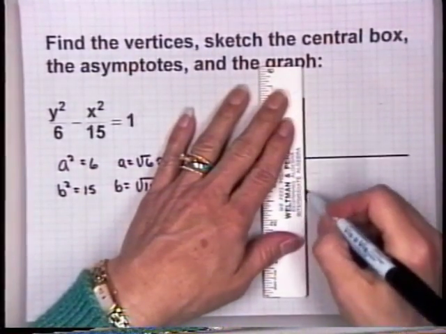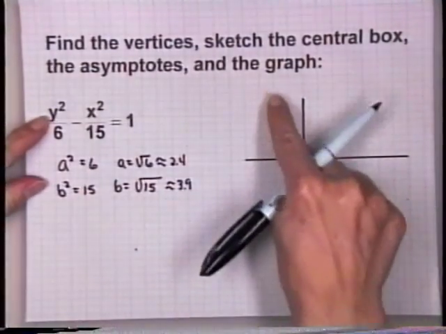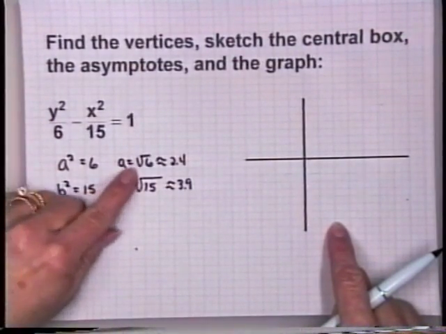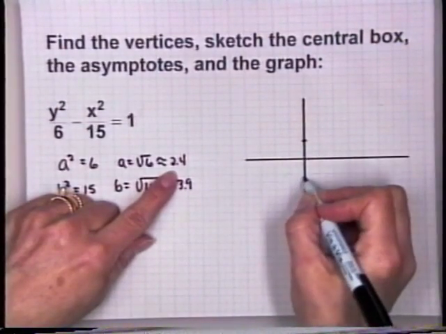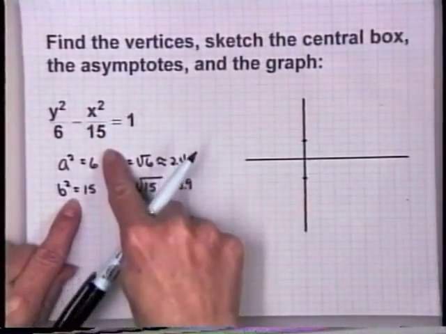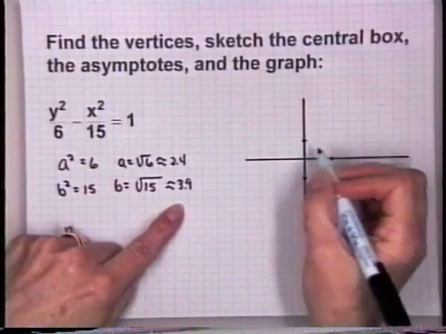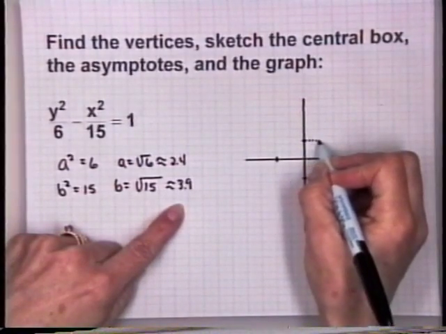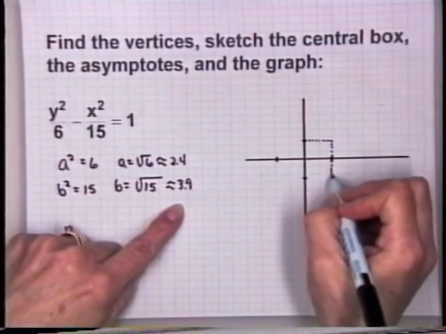This time, since my y squared over a squared is my positive term, I know that my hyperbola is going to be vertical like the y-axis. So my a is a distance on the y-axis. So from 0, I'm going to go up about 2.4 and down about 2.4. And then on the x-axis, notice I'm using the number under x. To do this, I'm going to go about 3.9, 1, 2, 3, almost 4, and negative 3.9. Remember, again, I use these points to sketch in my central box.